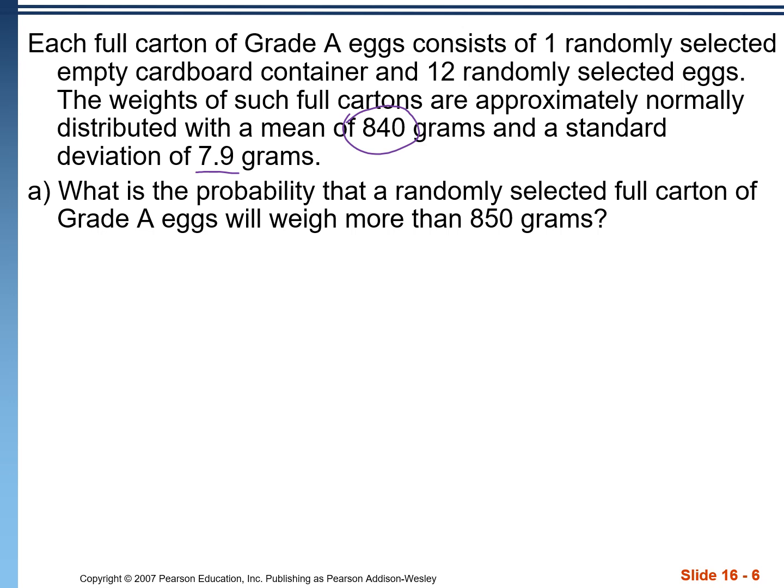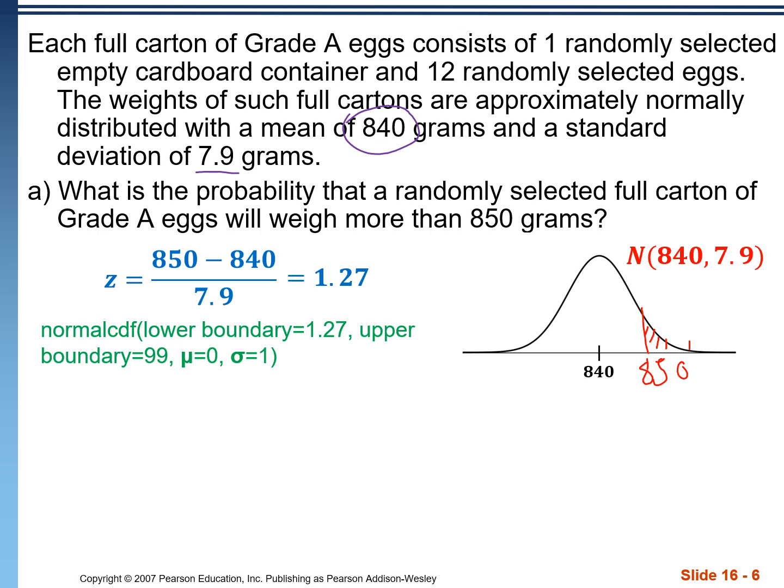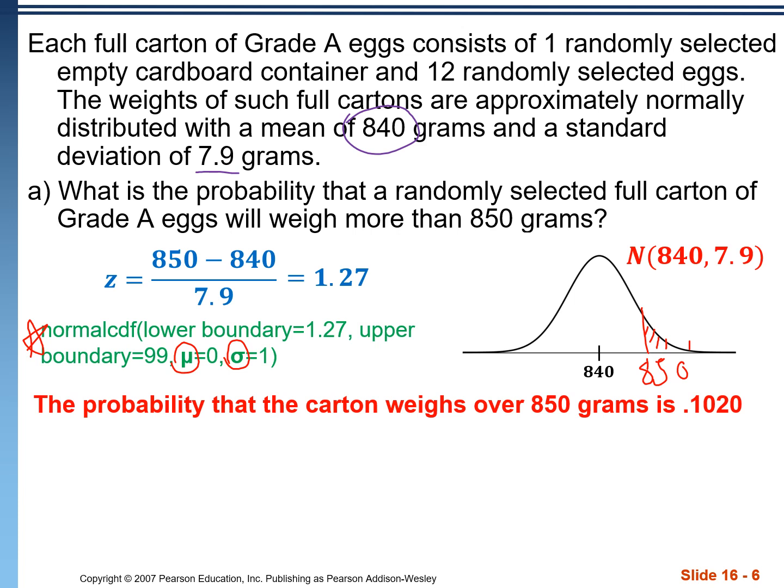What's the probability that a randomly selected full carton of eggs will weigh more than 850 grams? This one's pretty straightforward. Find the probability that we end up at 850 or to the right of that, 850 or larger. We get a z-score of 1.27. If you write this, which you don't have to, make sure you label the mean and standard deviation of the populations using mu and sigma. Probability that the carton weighs over 850 grams is 10.2%, or 0.1020.